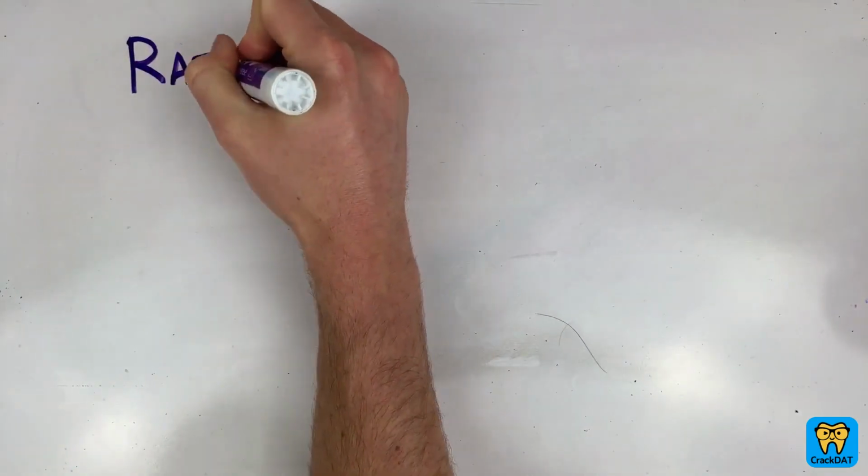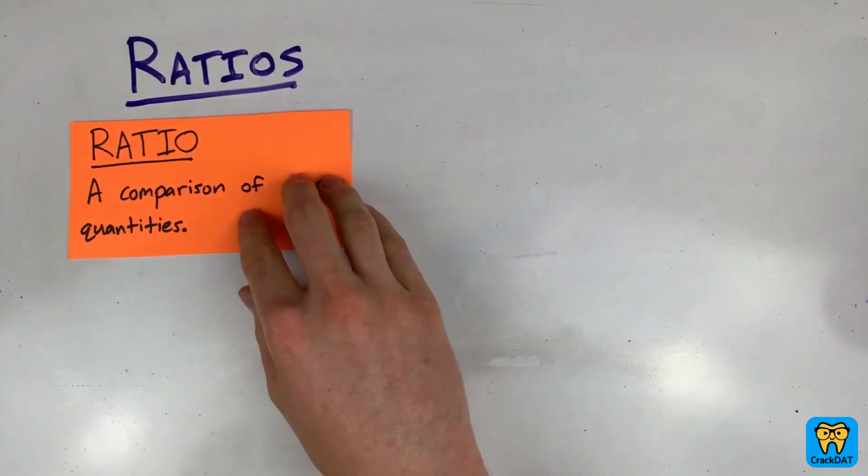Let's do a peacetime example. So like I was saying before, a ratio is a comparison of 2 quantities.